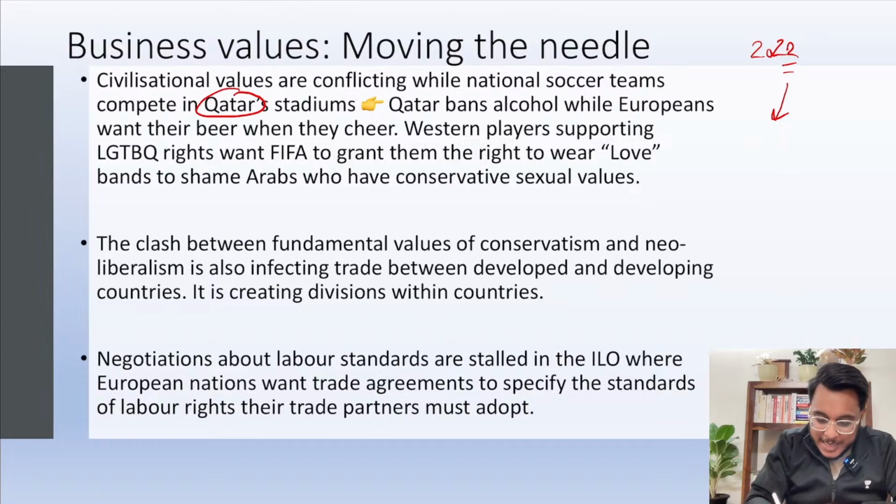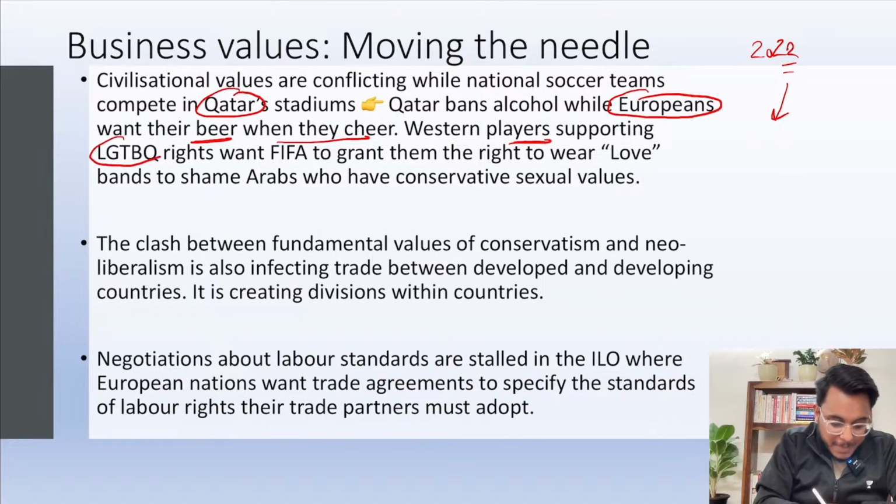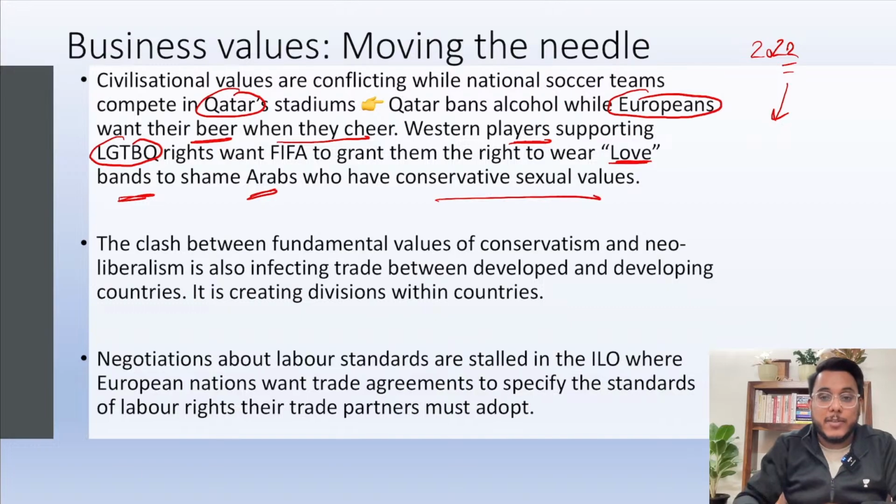First of all, a large number of Europeans have come to Qatar to see the football matches. They want the beer while they cheer, they want alcohol while they're watching these matches. But at the same time, Qatar bans alcohol. At the same time, the Western players support LGBTQ rights, and they are wearing the love bands to shame the Arab people who have conservative sexual values. There is a sense of homophobia that has always prevailed in the Arab world, and that is being mocked outrightly by the Europeans.